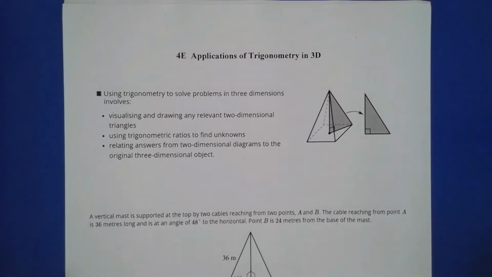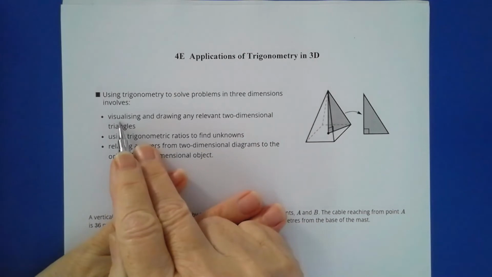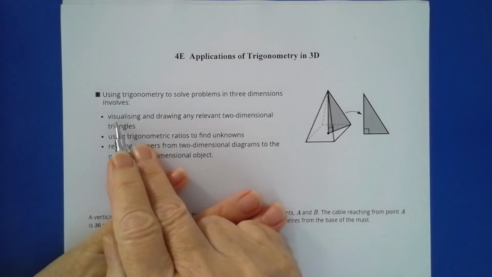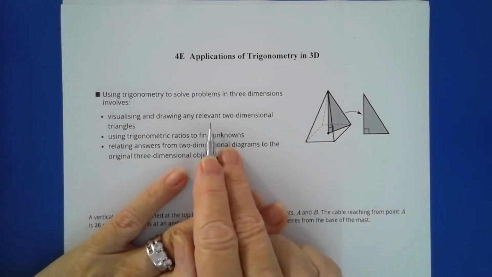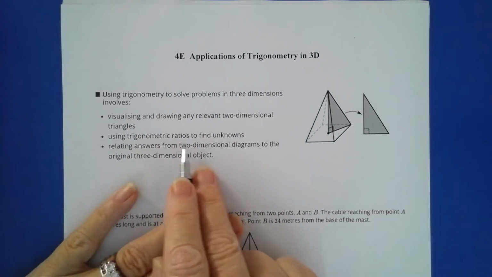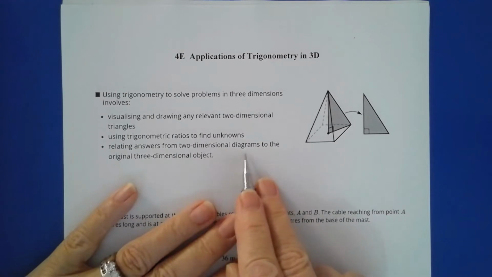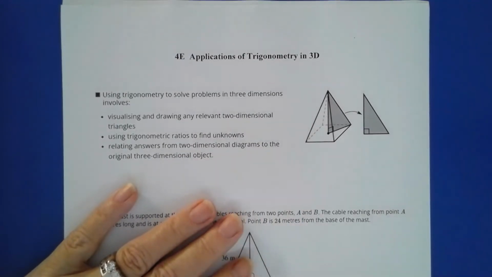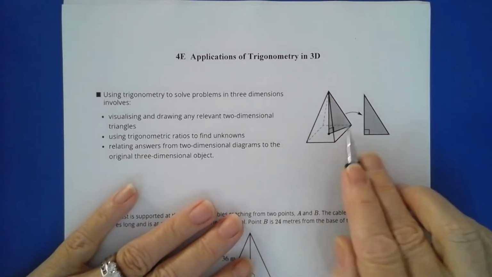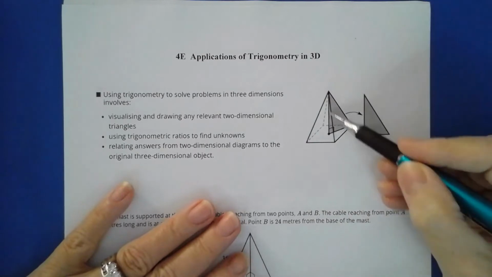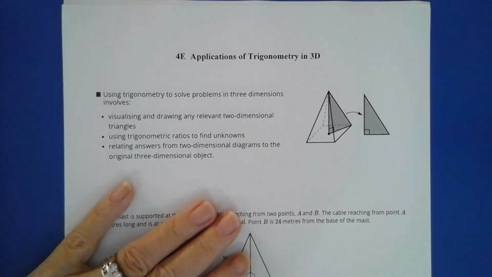All right. Using trigonometry to solve problems in 3 dimensions involves visualizing. So this is one of those things where I'm going to say to you sometimes, I know it's kind of hard to see this. Okay, so drawing will help. It says using trigonometric ratios to find unknowns, so SOHCAHTOA, and relating answers from 2-dimensional diagrams back to the original. So you can see in this picture, they have this kind of square pyramid, and they pictured, because of what they were doing, some kind of triangle inside there. They move the triangle out, they're going to do their working out there, and then they're going to put it back in to talk about the answer.